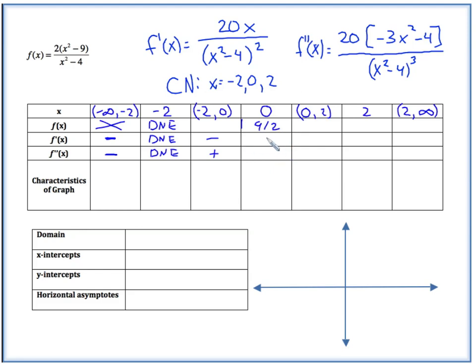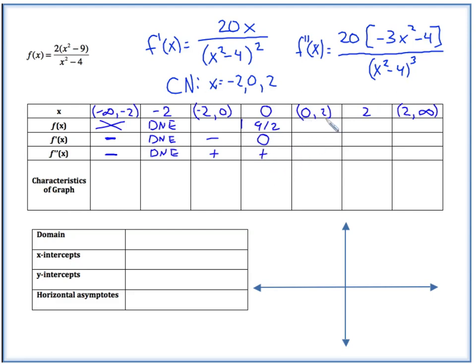Then we already know, since this was a critical number, the first derivative was 0 here. And then our second derivative, if we plug in 0, we would get -4 and then -4 cubed. Okay, so it looks like a negative over a negative. This is again going to be positive.